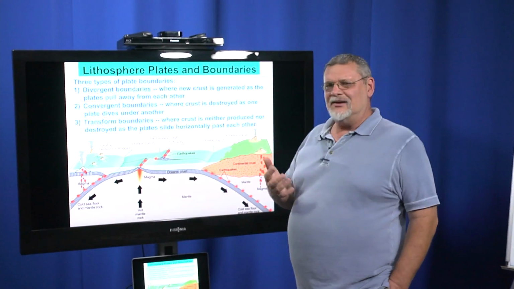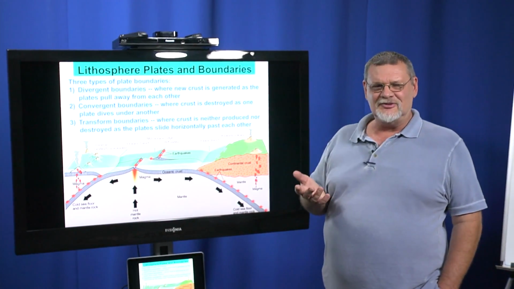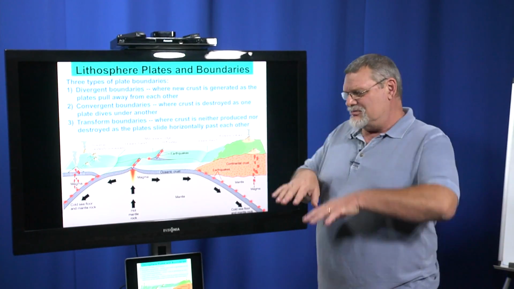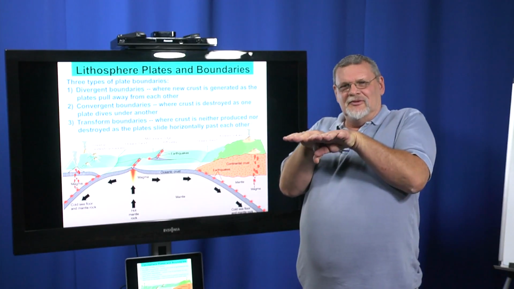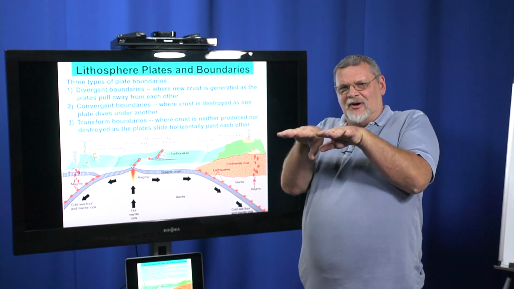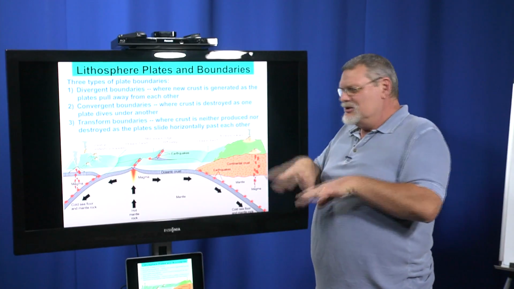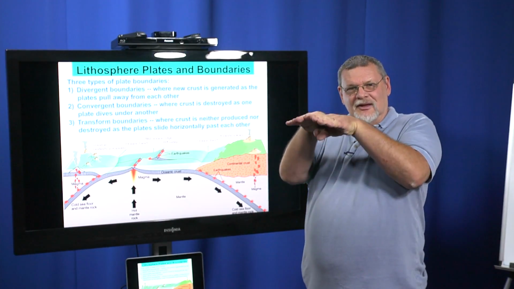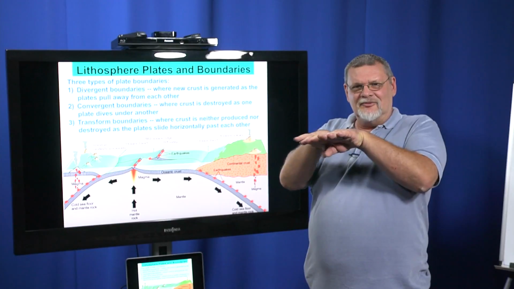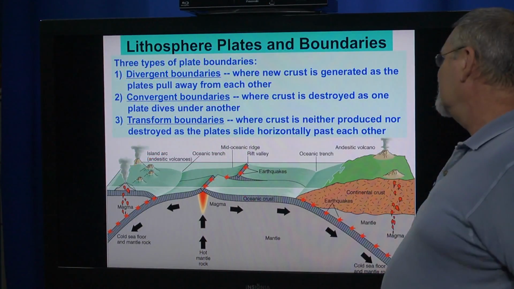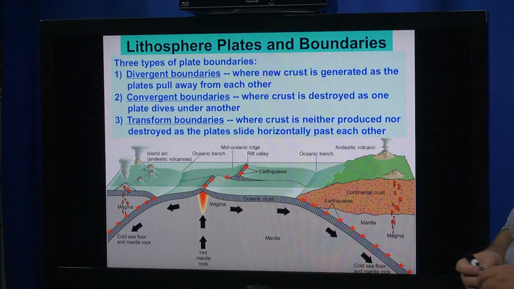There's three kinds of boundaries, and you can imagine just the three different combinations of how they can interact. You could have a divergent boundary. That's where the plates themselves are pulling away from each other. Another one you could have is where they're coming towards each other. And another one, they're sliding back and forth. So we call divergent boundaries where the new crust is generating as the plates pull away from each other.